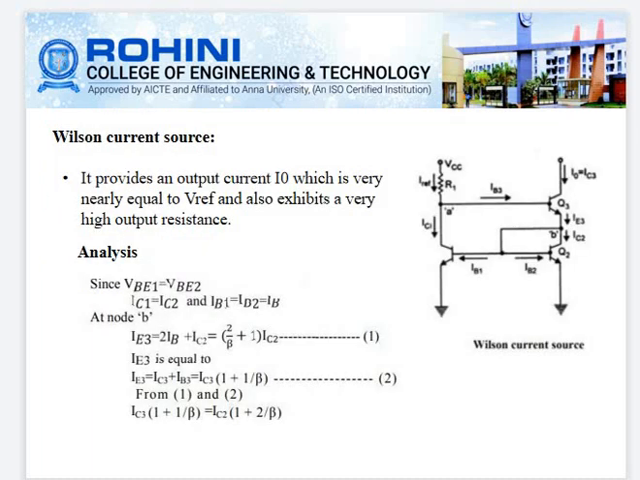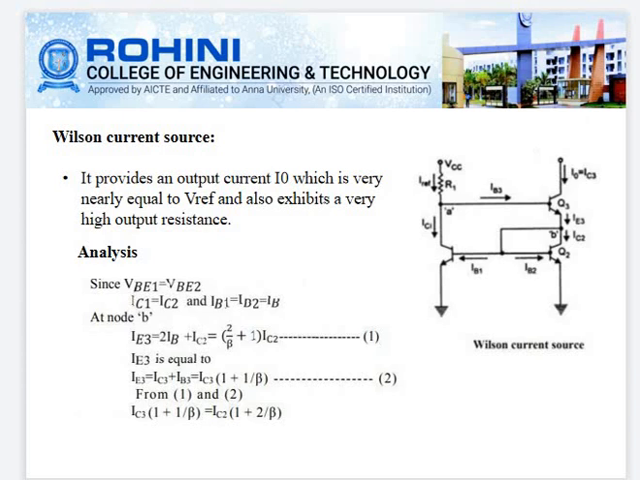Wilson current source. It provides an output current I0 which is very nearly equal to the reference current and also exhibits a very high output resistance. Analysis: VBE1 equal to VBE2, IC1 equal to IC2 and IB1 equal to IB2 equal to IB. At node B, IE3 equal to 2IB plus IC2, that is equal to 2 by beta plus 1 into IC2. IE3 is equal to IC3 plus IB3, that is IC3 into 1 plus 1 by beta.